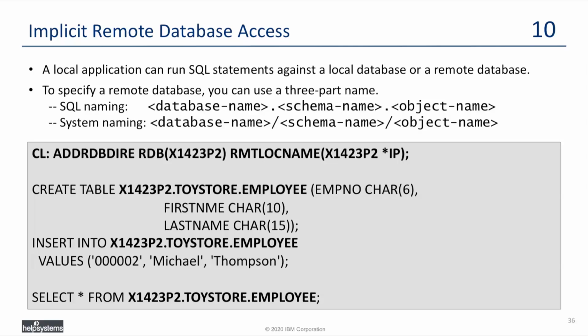I tell the database, go to this fancy X1423P2 IBMI, create it over there in library or schema toy store, create the employee table. When the database sees the three-part name, what we're going to look for is your relational database directory entry. We're looking to match that name and say, okay, what is the remote location for this database? We'll establish a DRDA connection to it. We'll send your SQL statement across. We'll execute it, and then return control back to your job and reestablish the connection to the local database.